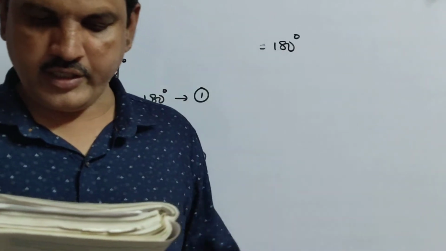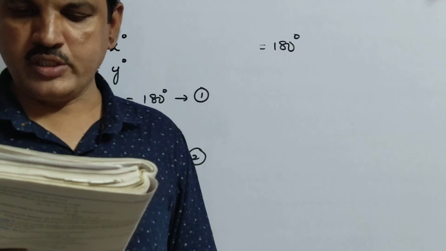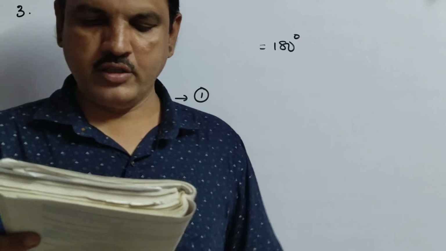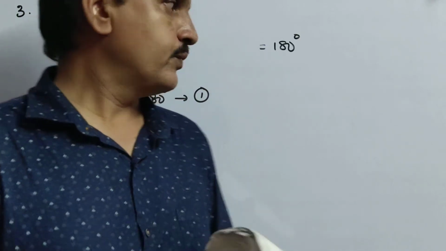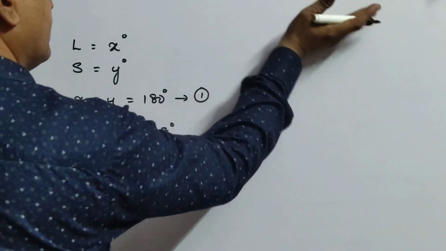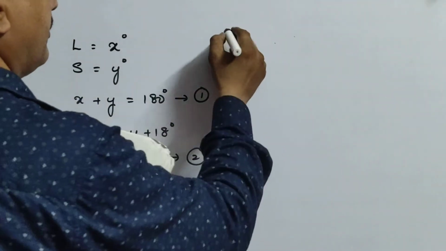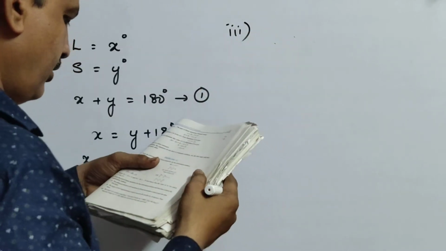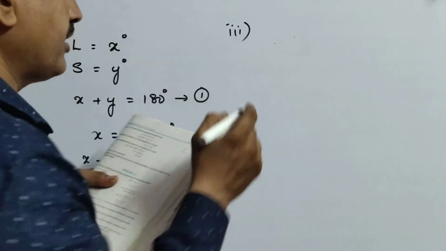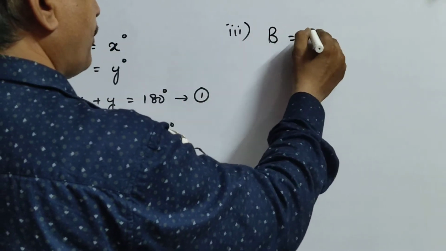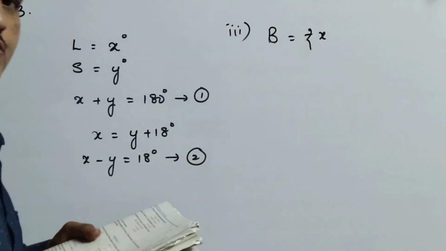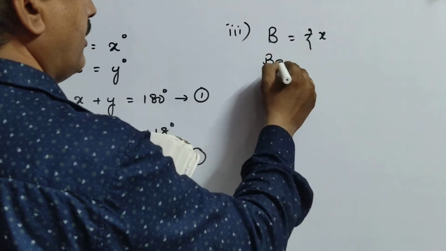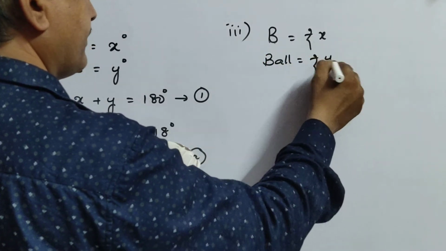The coach of a cricket team buys 7 bats and 6 balls for 3,800 rupees. Here two different things are there, bat and ball. So this is the third question. Let the cost of a bat equal x rupees, and the cost of a ball equal y rupees.